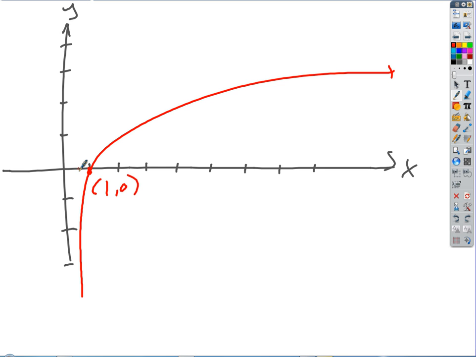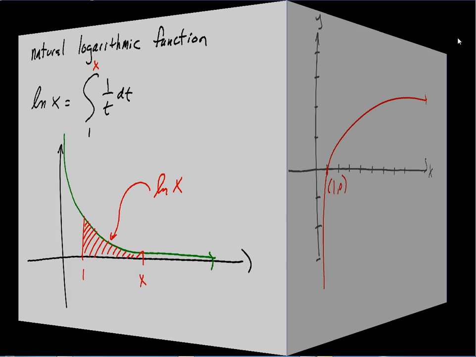What if we take a value like 0.5? If x equals 0.5, that's going to give us a pretty large negative answer, right? When I evaluate the log function at 0.5. Does that make sense? Yeah, because it takes so long.